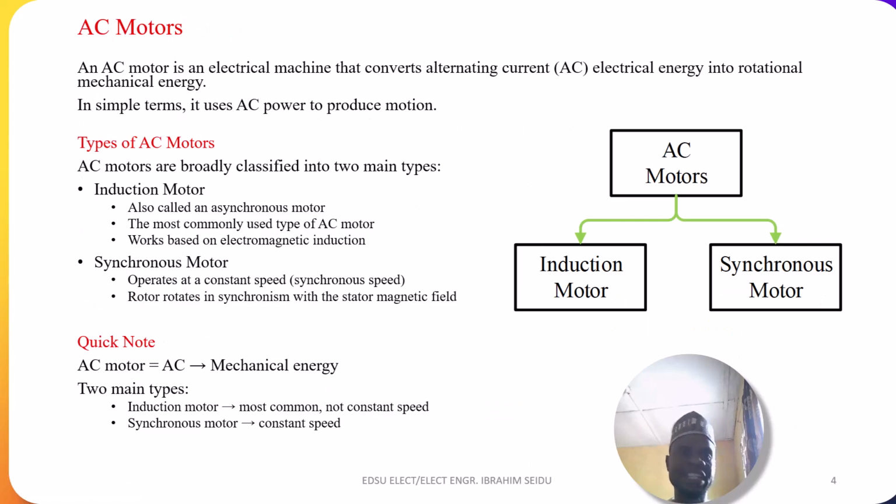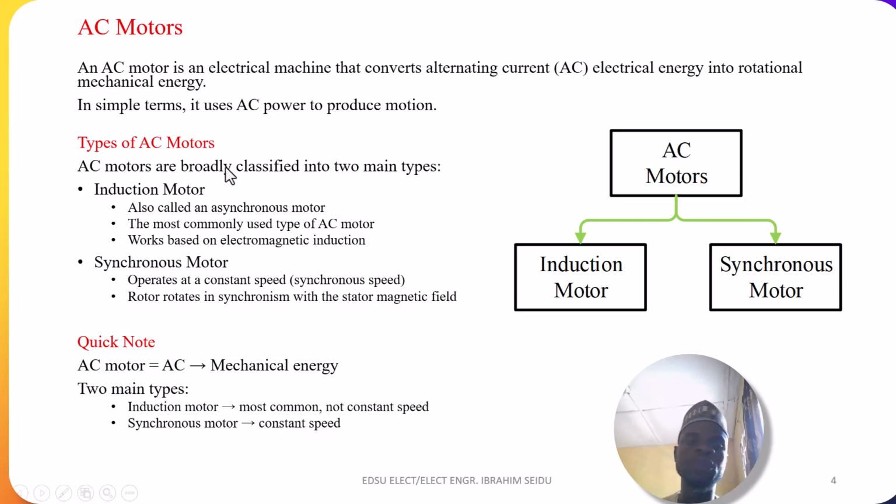Now, what is an AC motor? An AC motor is an electrical machine that converts AC electrical energy into rotational mechanical energy. In simple terms, it uses AC power to produce motion. That is what it means: you connect it to an AC source, then it produces motion. That is the simple definition and explanation of an AC motor.